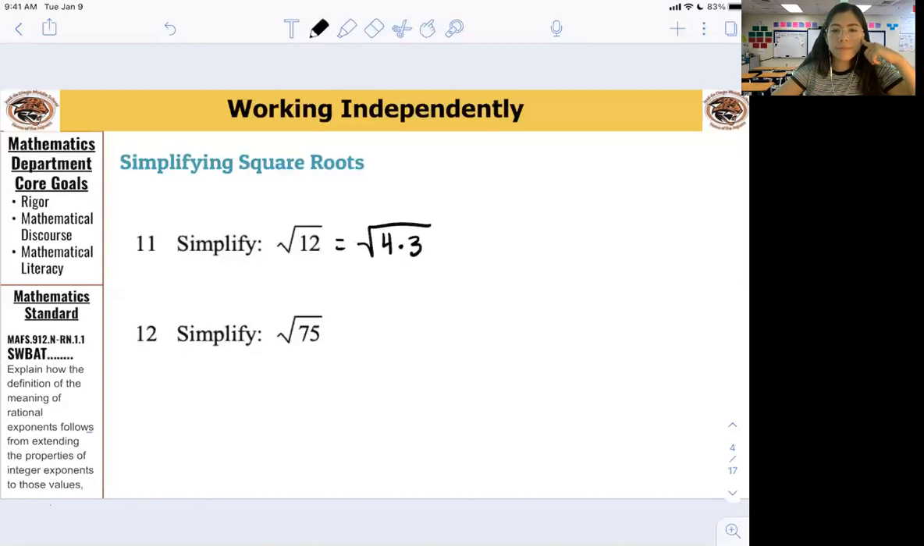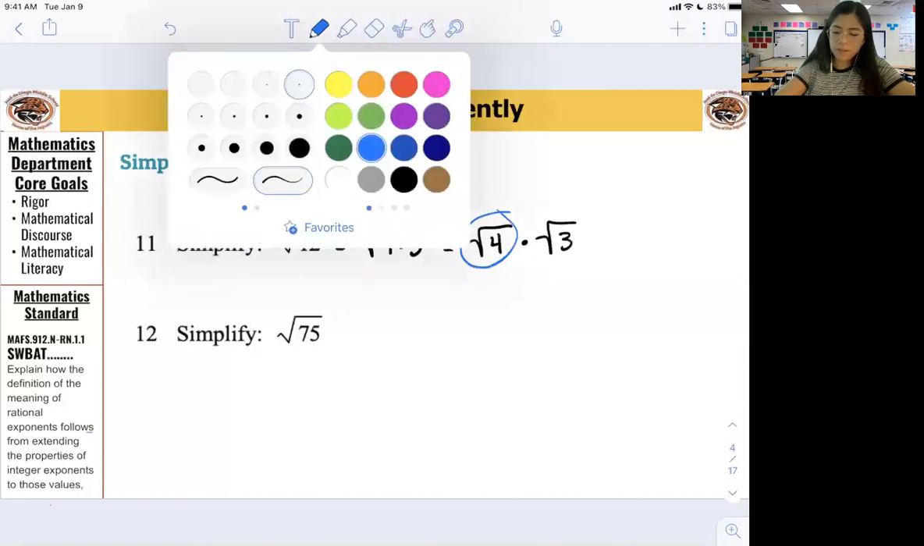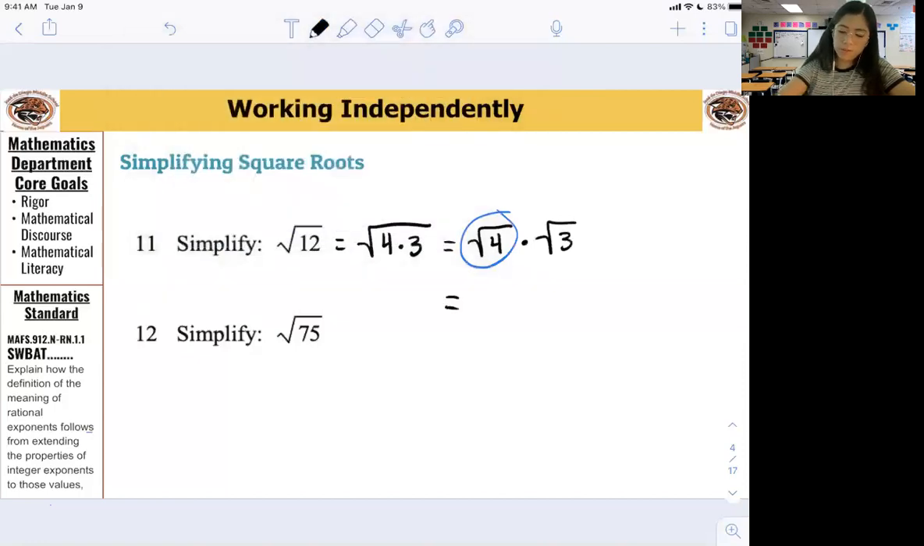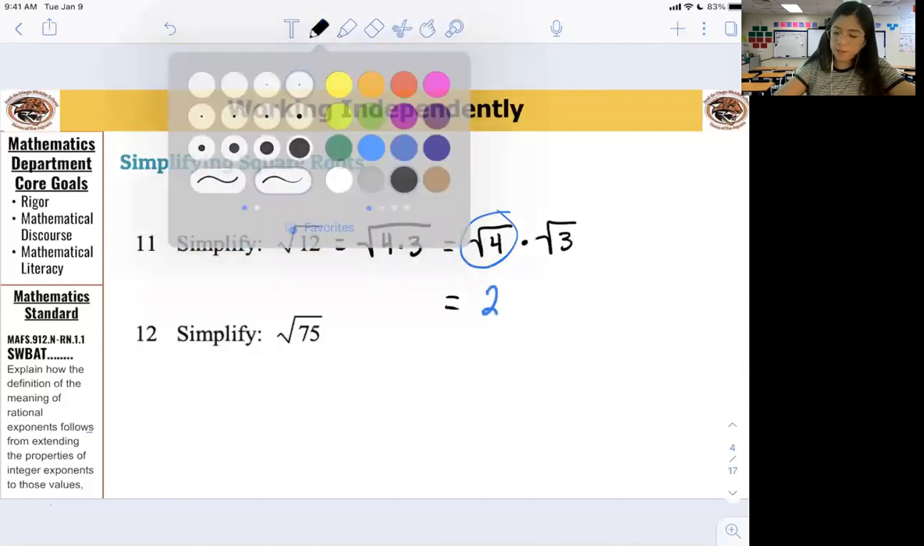Because 4 is a perfect square, exactly. Because now I can write square root of 4, square root of 3. I know the square root of 4 is 2. So this is 2 root 3. We just say 2 root 3.